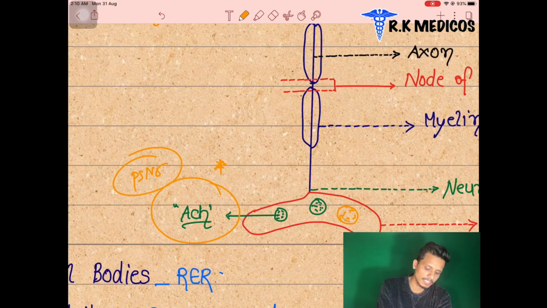Dendrites are the receiving end. They collect the information from the different parts. The axon hillock is the part of the cell body where the axons originate, as I already told you. The initial segment is the first part of the axon.